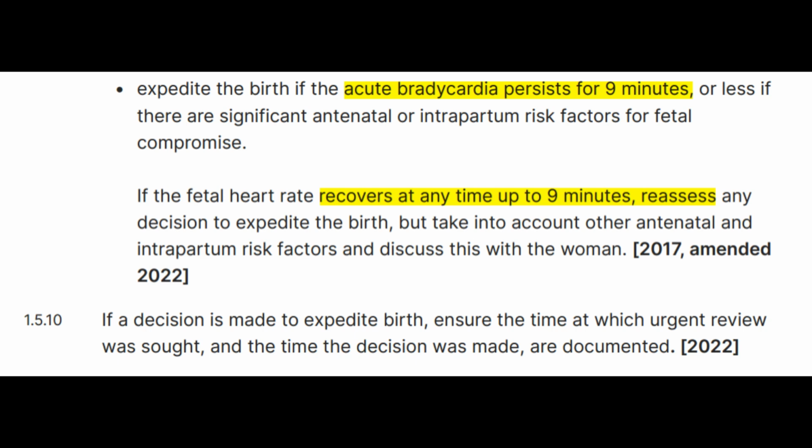If the fetal heart rate recovers at any time up to 9 minutes, reassess any decision to expedite the birth, but take into account other antenatal and intrapartum risk factors and discuss this with the woman. If a decision is made to expedite birth, ensure the time at which urgent review was sought and the time the decision was made are documented.